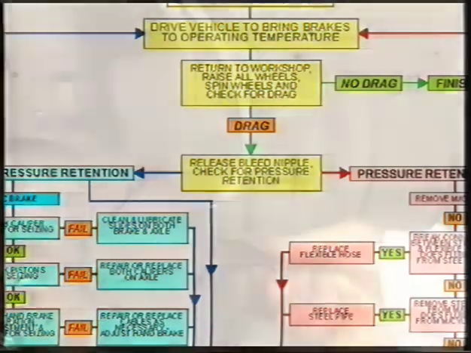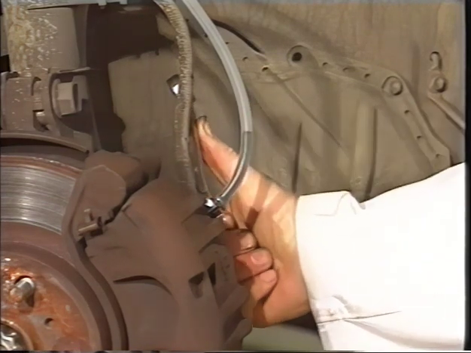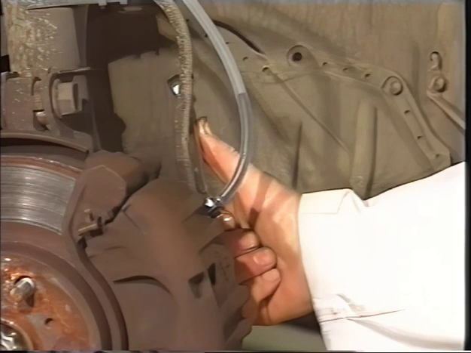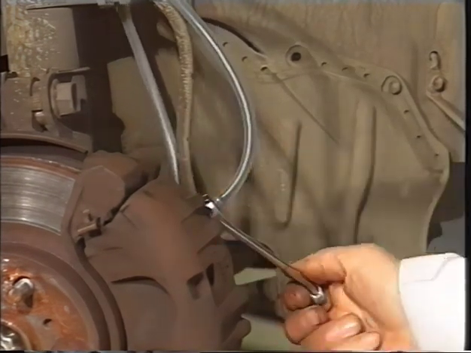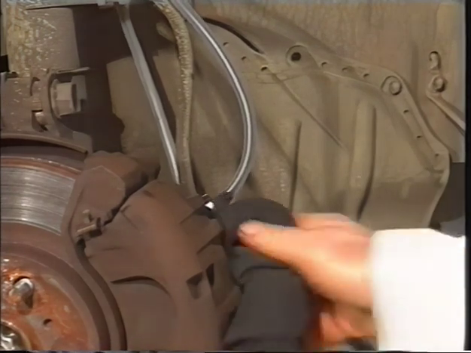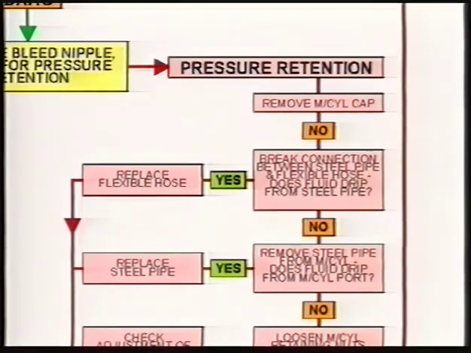Once the wheel or wheels with abnormal drag have been identified, we now have to determine if the problem is a hydraulic or mechanical one. The flowchart tells us to release the bleed nipple on the affected wheel or wheels. This allows us to determine whether hydraulic pressure is being retained in the system, causing the drag.